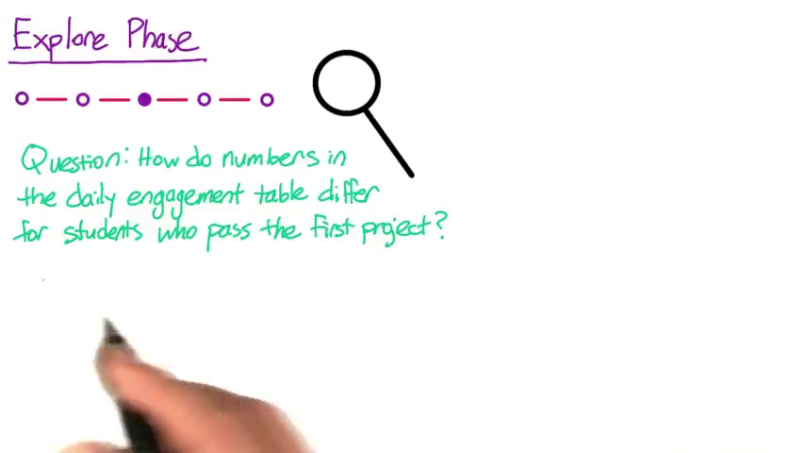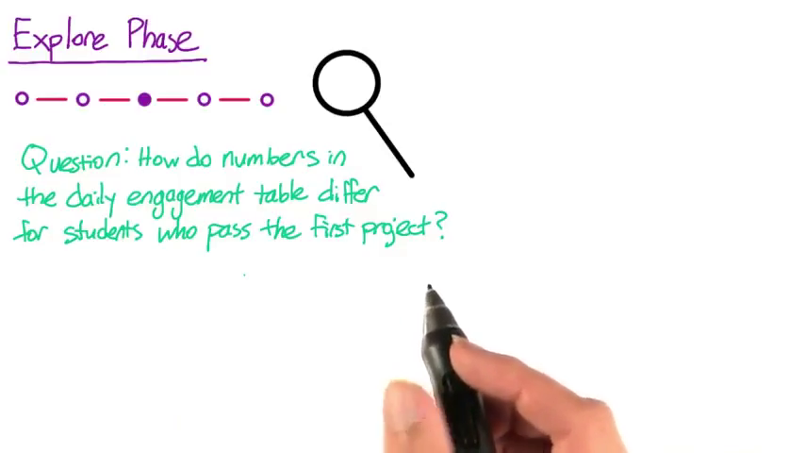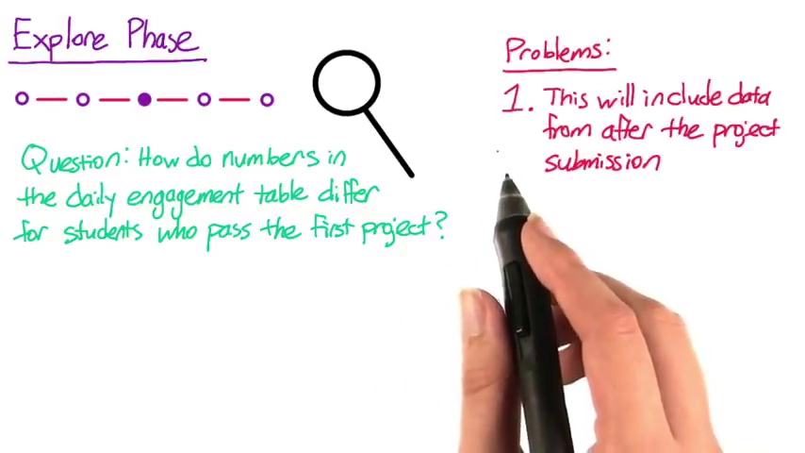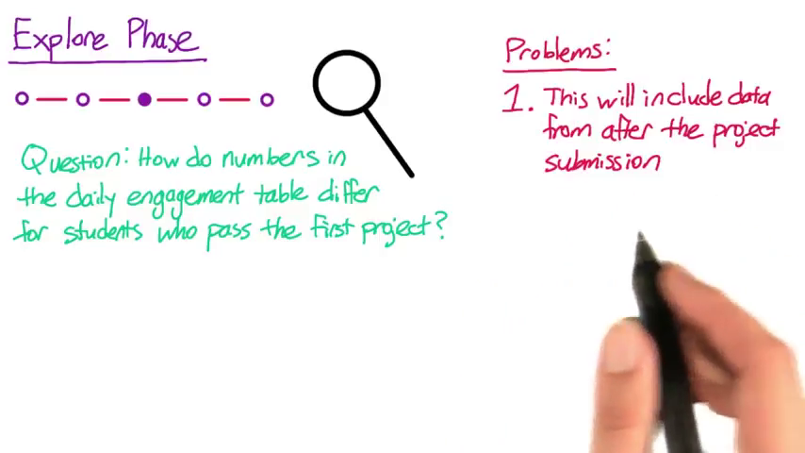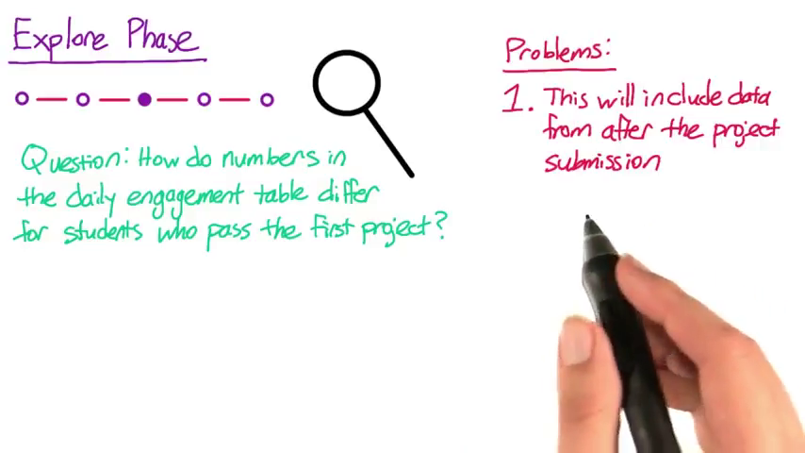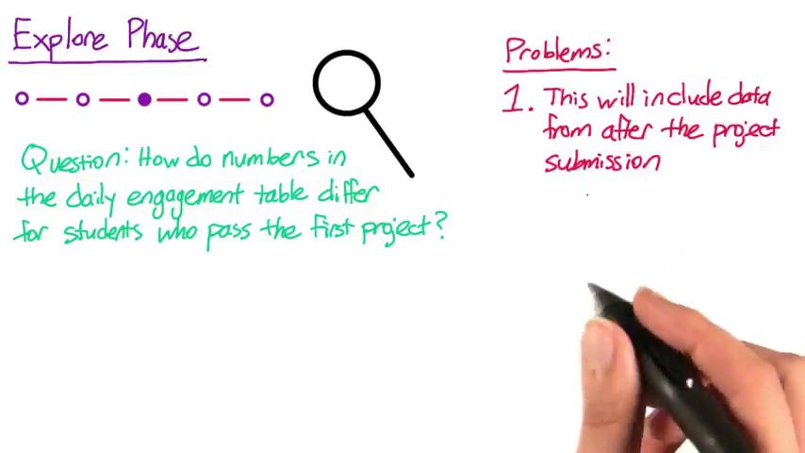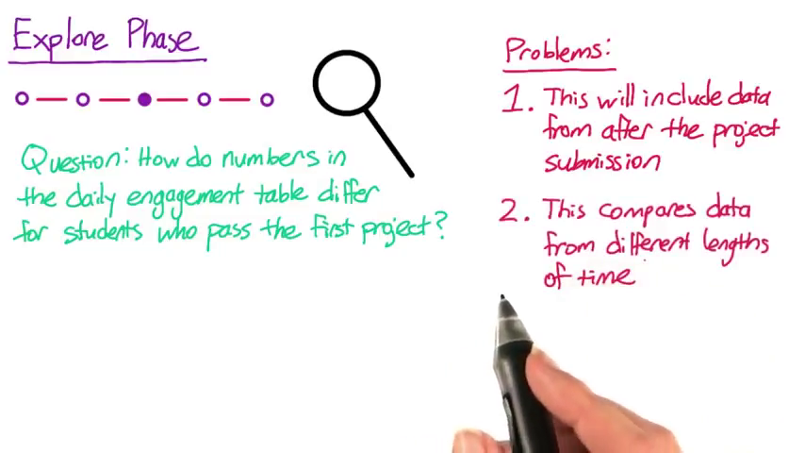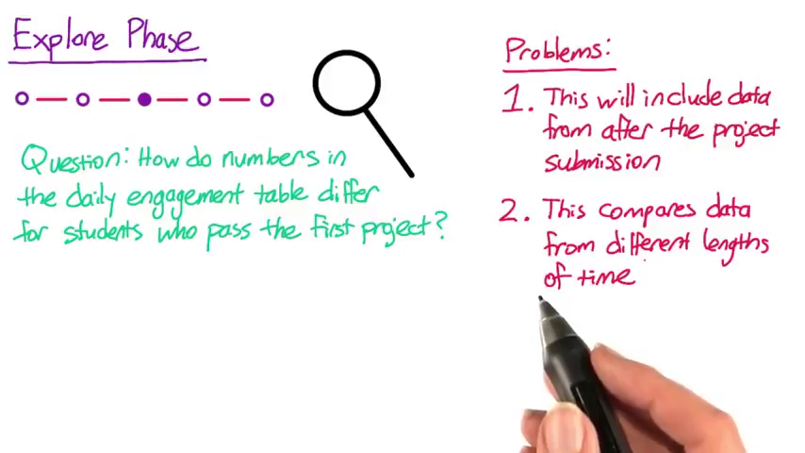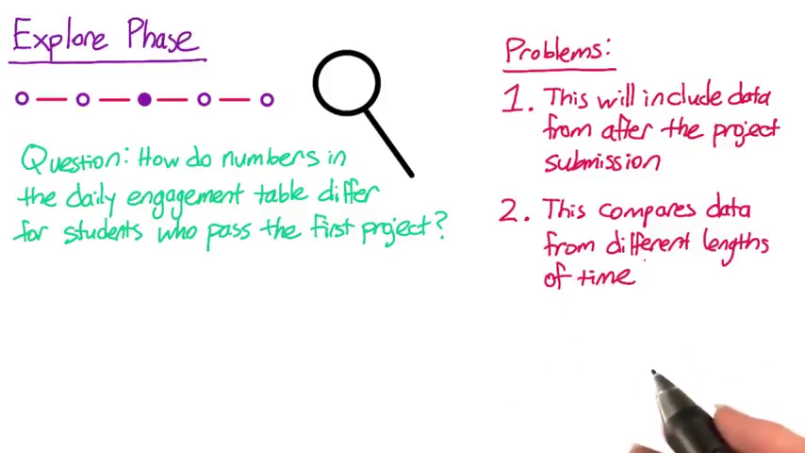However, there are a few things about this question as stated that are underspecified or would be a bit weird. First, if I look at all records in the daily engagement table, that will include data from after the project was submitted. That data isn't really relevant, so I might want to only look at engagement data from before the submission of the first project. Second, if I do only look at engagement from before the first submission, and students submit after different lengths of time, then I'm comparing engagement data from different lengths of time.